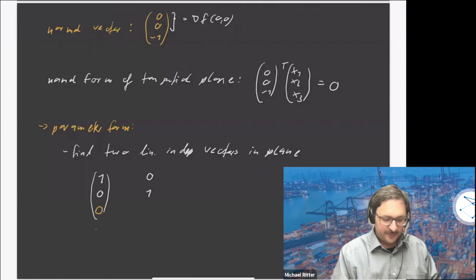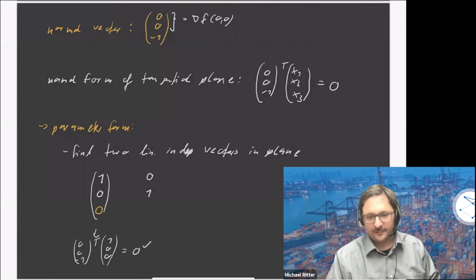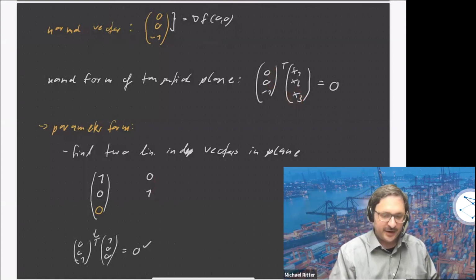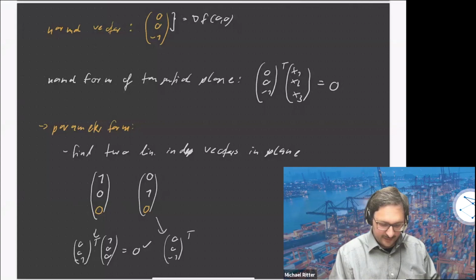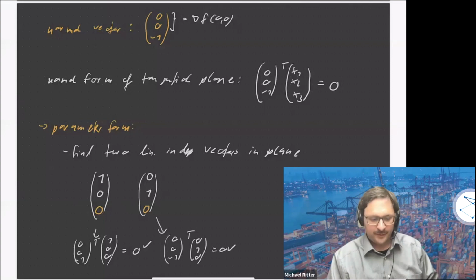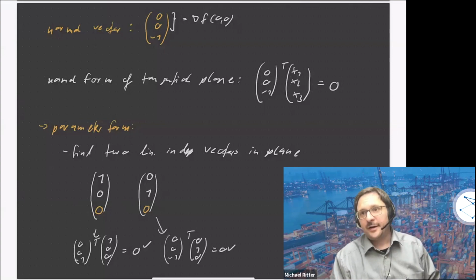Now this vector here, if we multiply it with our normal vector (0, 0, -1), then the result is obviously 0. So that's okay. Same thing for the second vector: (0, 1) times (0, 0) is 0. So we need to set x3 to 0 again, so that this actually works. And again, if we substitute that vector into the equation for that plane, we again get 0, so that's good. That means we have two vectors that are linearly independent and in the plane.